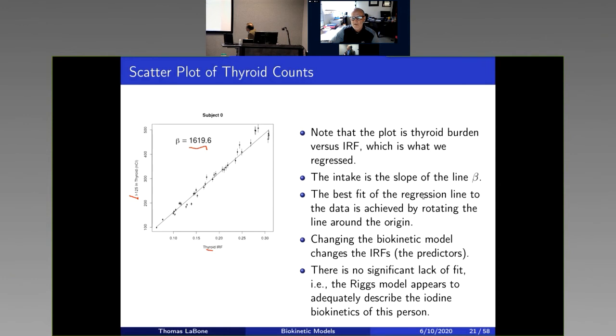Okay, and the best fit of that regression line to the data can be achieved only by rotating that line around the origin. For example, you can't move this line straight up. It has to rotate left and right around 0. The pivot point is 0.